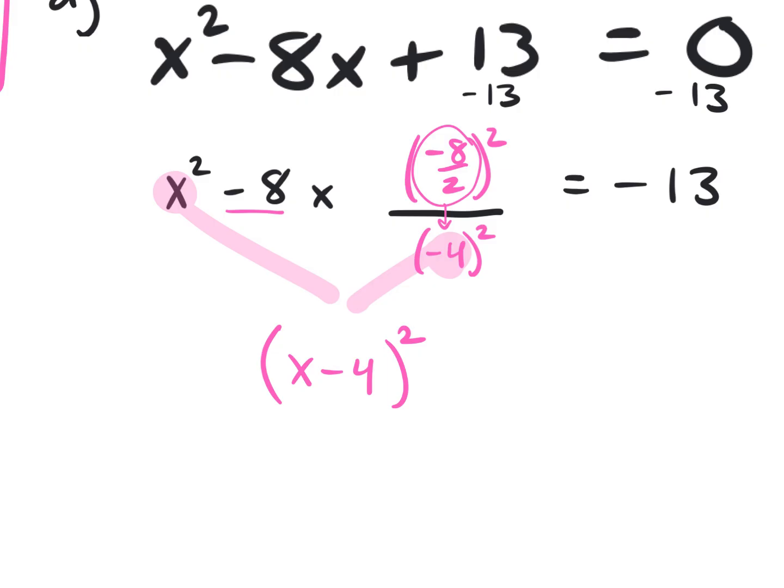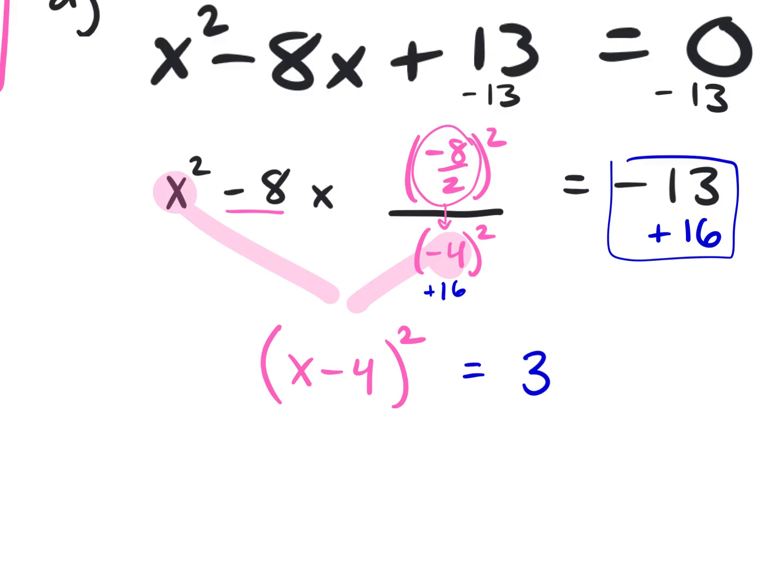I have to keep my equation balanced, so I need to make sure I put this on the right side too. What is negative 4 squared? 4 squared is 16. So I'm adding 16 on the left side. I need to add 16 on the right side too. So we have to keep the equation balanced. Whatever you put in that spot to complete the square, you also have to add it to the other side. Then we can add the two things on the right side together. What's negative 13 plus 16? 3.